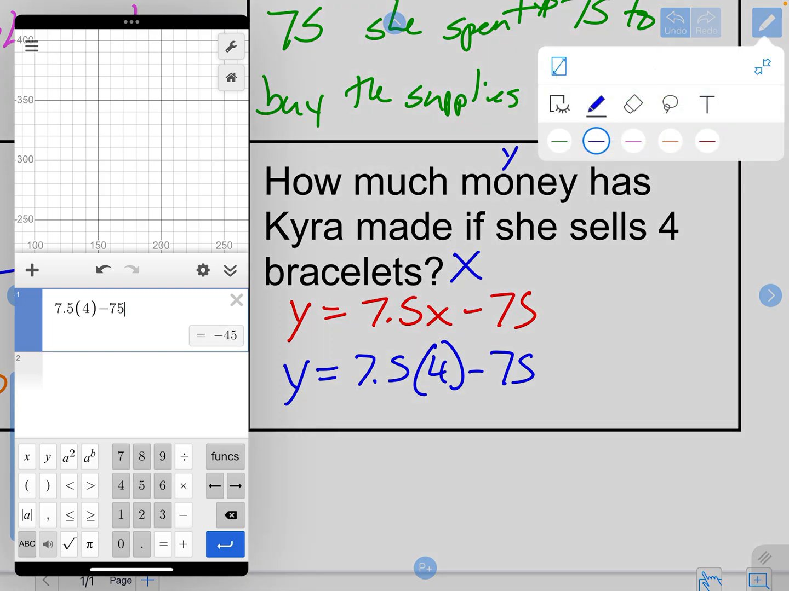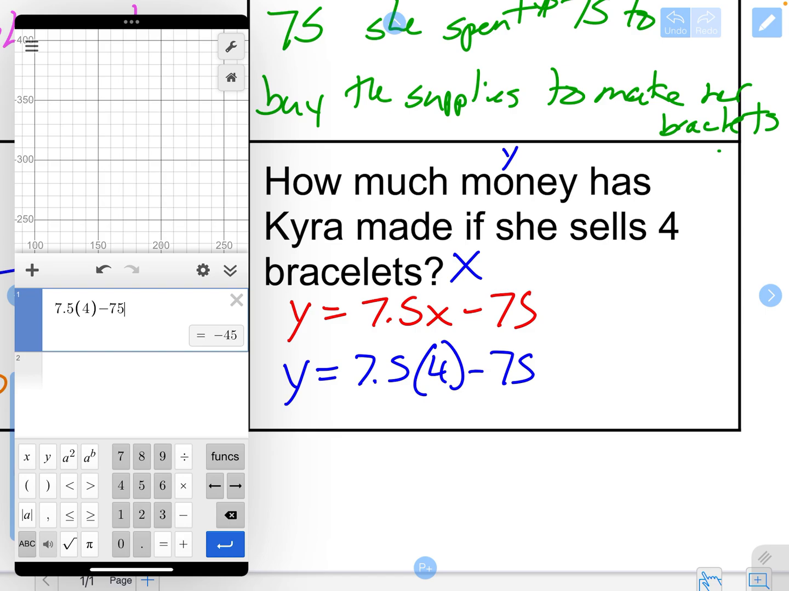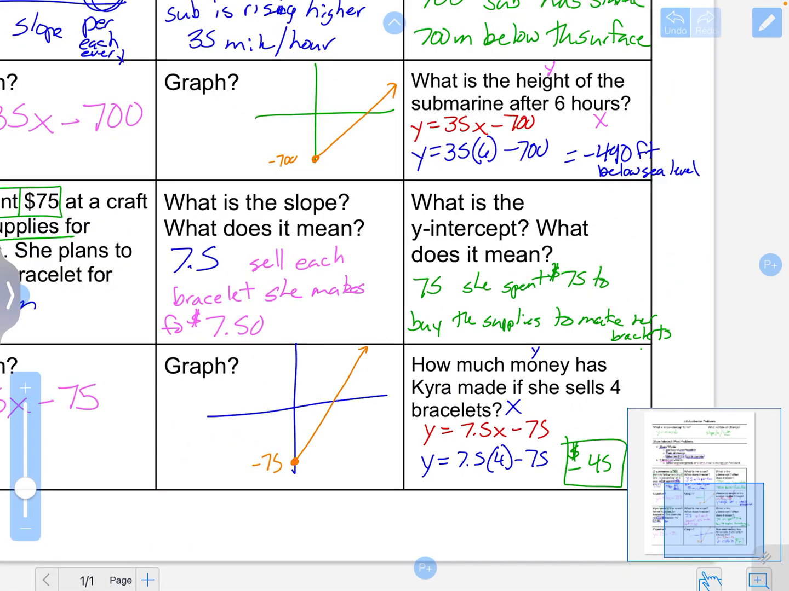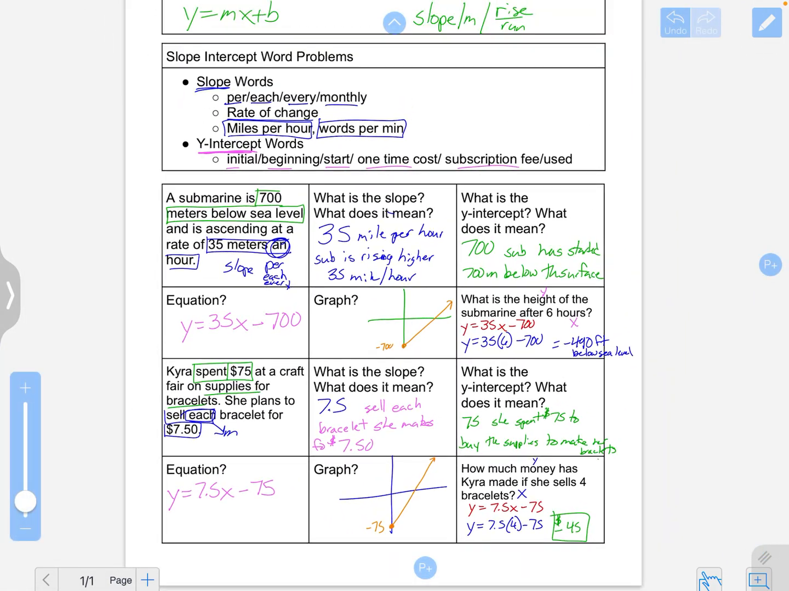She is still in the hole, at minus $45. So she's made some money, but she's still in the hole and still needs to sell more bracelets to make a profit. And that is our application of slope-intercept word problems.